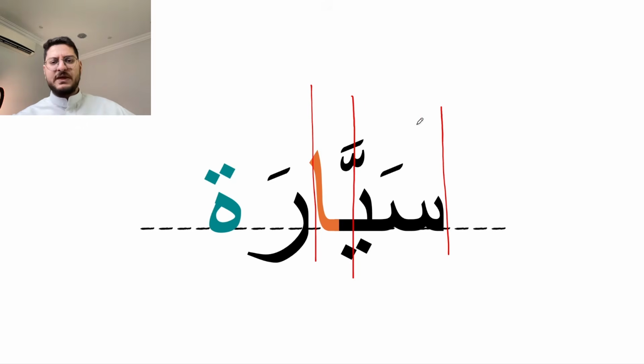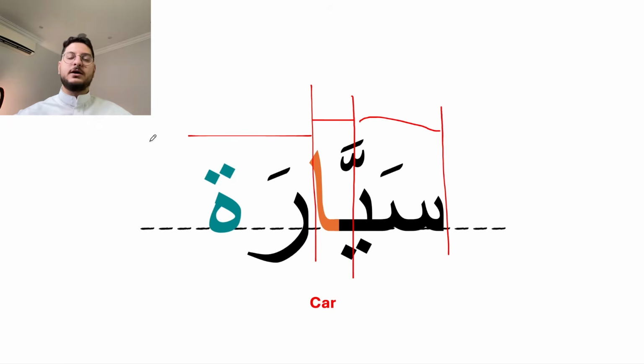Yalla, let's try. The first syllable has a sa, but I also have to pronounce the ya in here, so it will be say, say. The second syllable starts with the ya, and it has the alif, so it's ya, say, ya, and then ra. Sayyara, sayyara, which is a car.